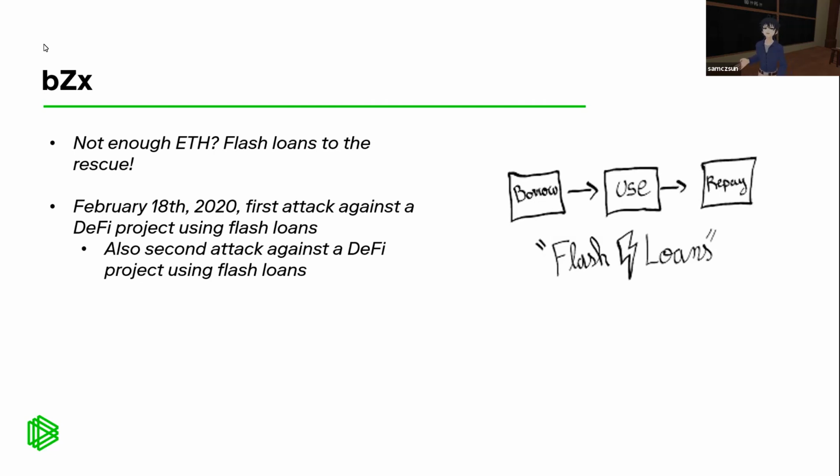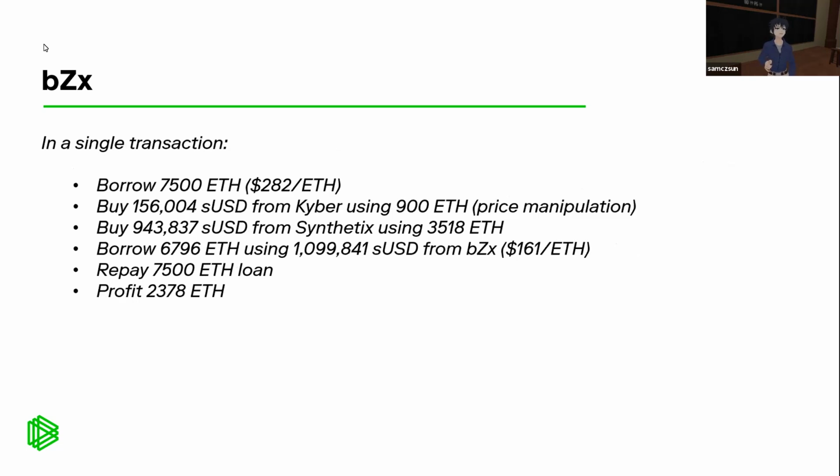So on February 18th, 2020, BZX suffered what was probably the first attack against a DeFi protocol using flash loans. They also suffered what was possibly the second attack against a DeFi project using flash loans, but we're not going to talk about that one because it's not as relevant to this topic. So let's talk about the first one.